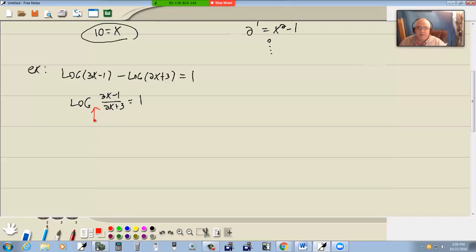Now our base will be whatever number's here, and since it just says log and there's no number, it's by default 10. Remember, if it's ln, it's base e. This will be our q, and this will be our p. So our exponential form is b to the p is equal to q. Well, b was 10, p is 1, and q is 3x minus 1 over 2x plus 3. And then you solve it from there.